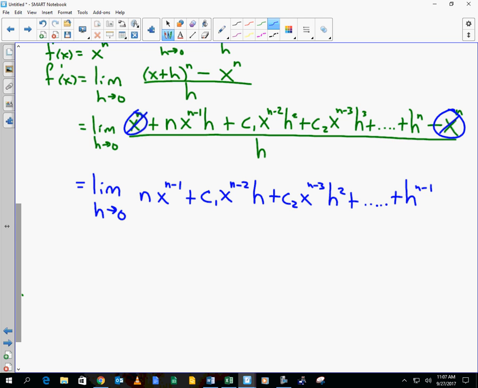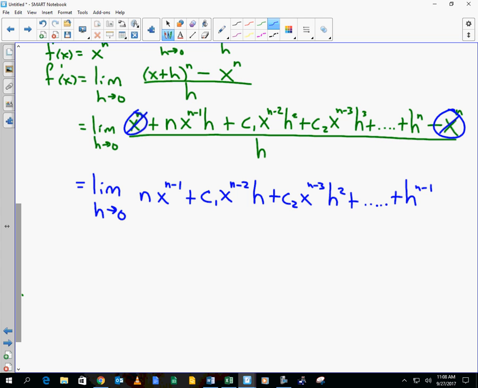Okay. There's something really important for you to understand here. One of these terms is different from the others. There's only one that doesn't have an h. Everything else has at least one h. Would you agree that everything has at least one h except for this first one? So let's let h go to 0. What's going to happen with everything?